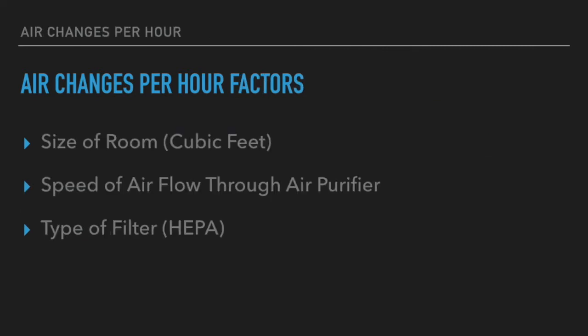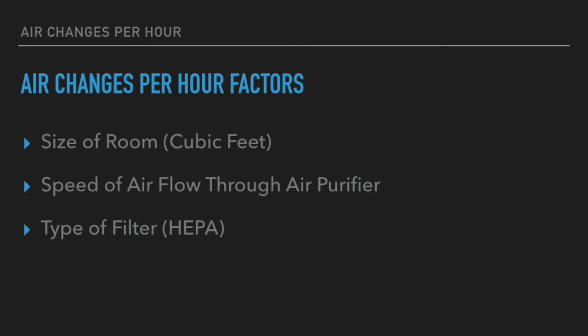There are several factors that are going to affect air changes per hour, including the size of the room measured in cubic feet. Normally we measure things for real estate, for example, in square feet, but in this case we need to account for the height of the ceiling. So to calculate the cubic foot measurement of a room, you take the square footage and then just multiply it by the height of the ceilings, and you'll come up with a cubic foot measurement for the room in particular.